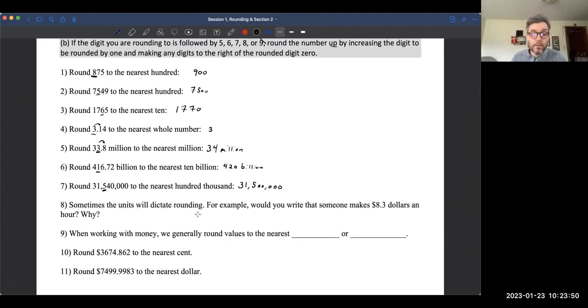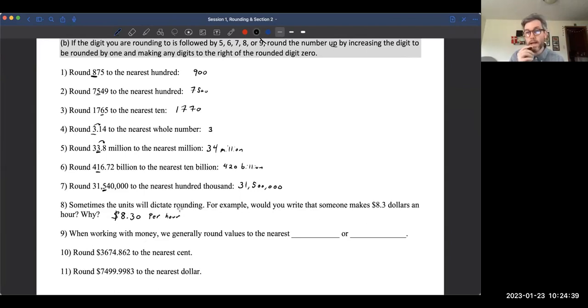Sometimes the units will dictate rounding. For example, would you write that someone makes $8.3 an hour? Why? No, that's not what we say. That's not what we write. It's close. It's really close. It's something that the computer would do for sure. What do you say when you say how much you make an hour? If you're paid hourly, how much are you making? You're making $9.55 an hour, right? That's what you would say. Or you make $9.50. This person makes $8.30. So we need to say that's $8.30, and that's per hour.